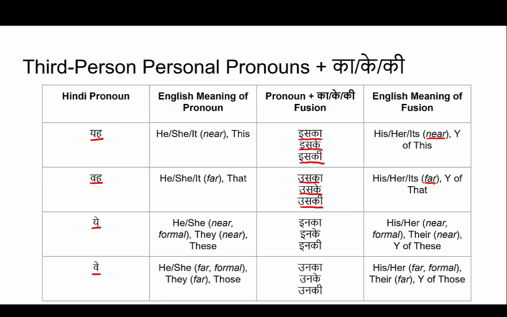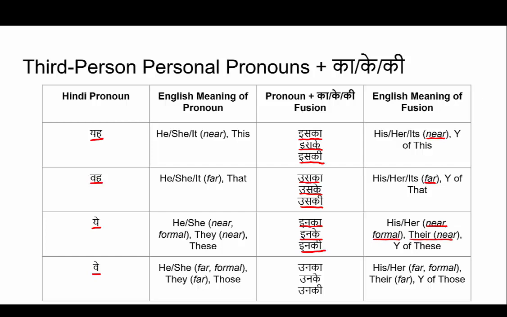While the fusions of yaha all have the prefix is, the fusions of ye all have the prefix in: inka, inke, inki. The fusions of the pronoun may refer to a single nearby possessing noun in a formal manner, or to a plural nearby possessing noun. In other words, the word their.